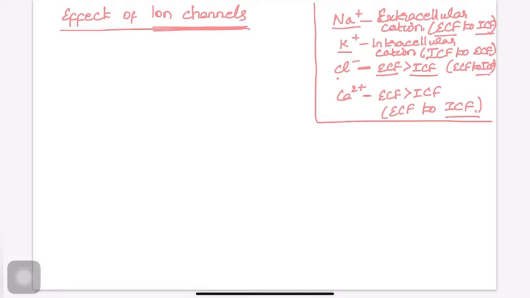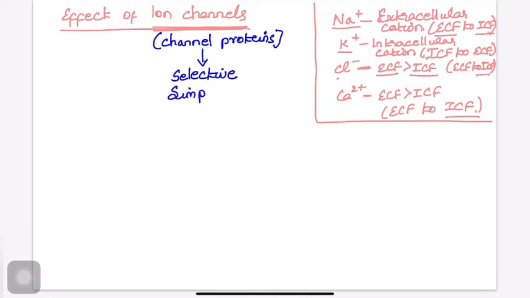So first, what are ion channels? What is an example? What type of transport is it? As we already mentioned in our video on transport mechanisms, ion channels are an example of channel proteins, right? Ion channels are channel proteins. These are an example of which type of transport? These are an example of selective, simple, passive diffusion.